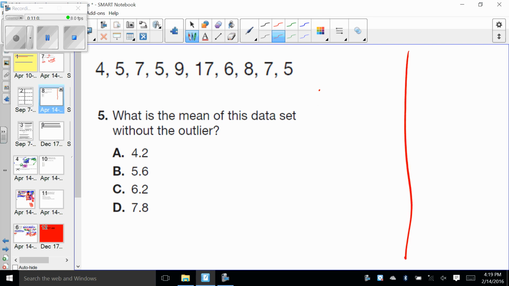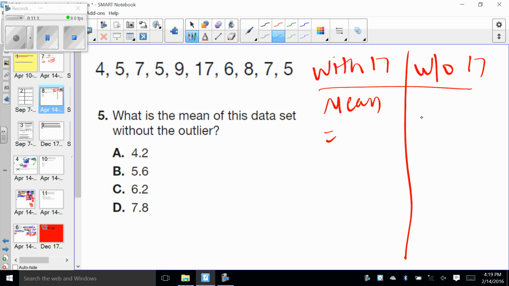What is the mean of this data set without the outlier? So we're going to go ahead and do the same thing. We're going to say with the 17, what's the mean? And without the 17, what's the mean? Or actually, we don't even need to do with. We can just do without. So we won't need this column at all. So let's get rid of the 17 and let's calculate the mean.